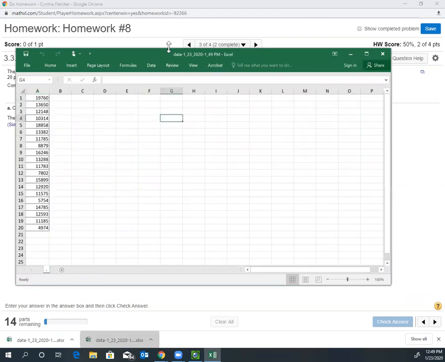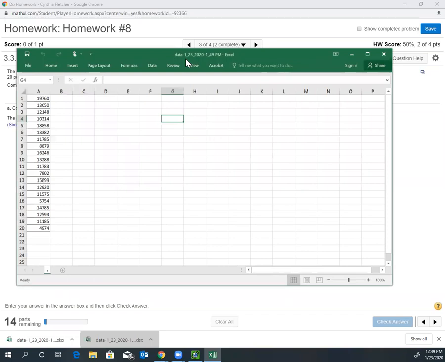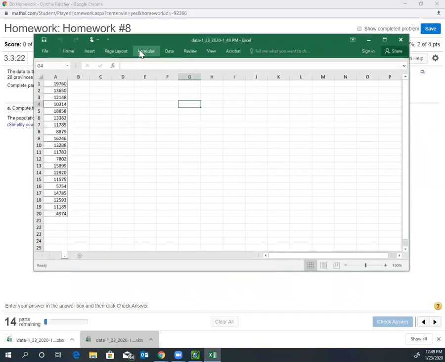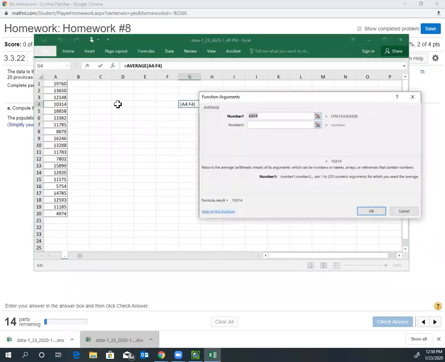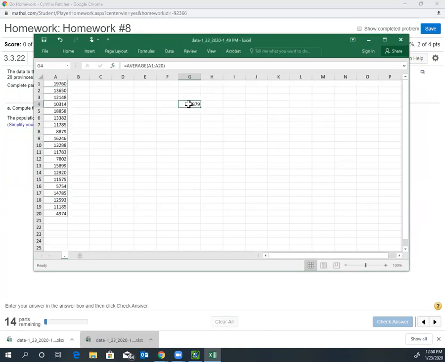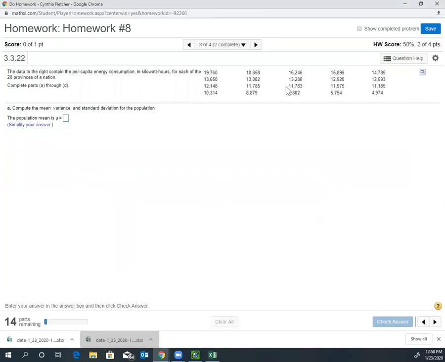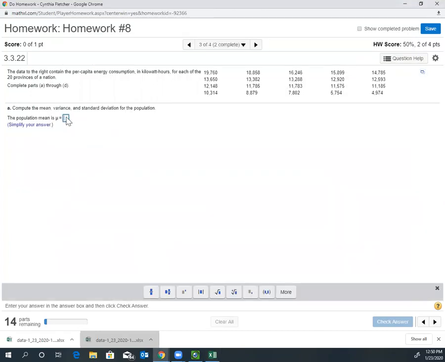That's my data. So the first thing they ask us for is the mean. So remember, in order to find the mean, you're going to go to formulas, more functions, statistical, and average. We're going to highlight the first cell and do shift and the last cell. Press OK, and it should return us the correct results. I'm going to do a copy and Control V and check.